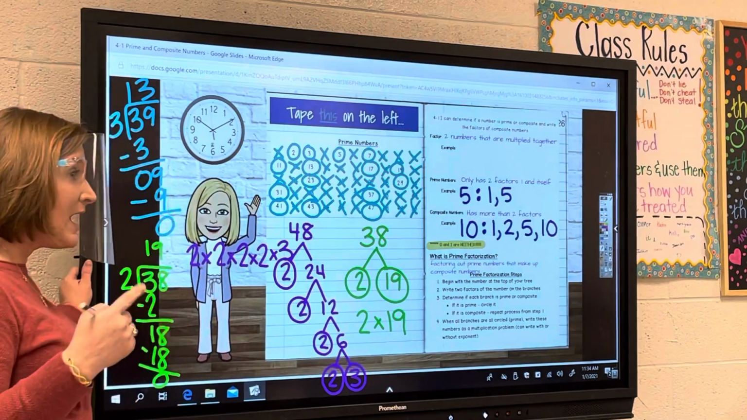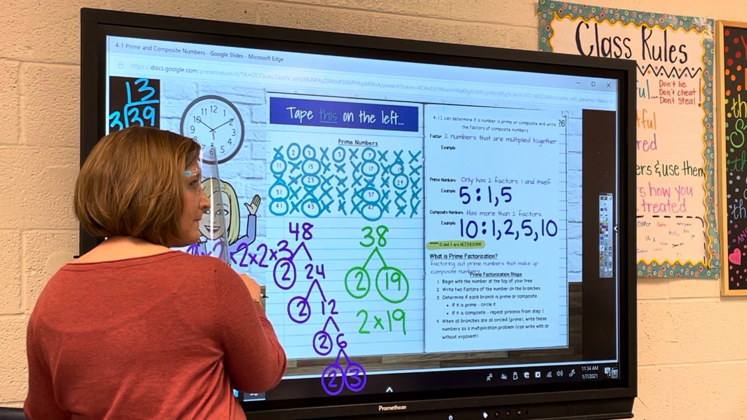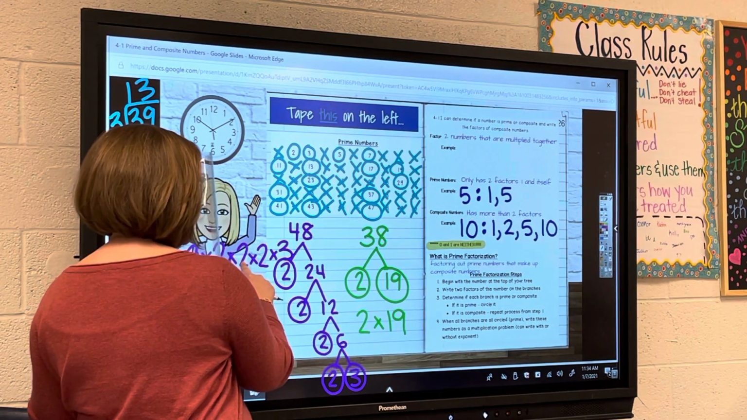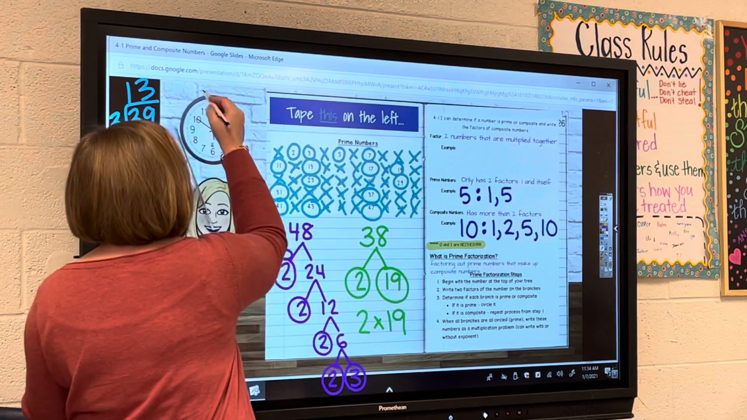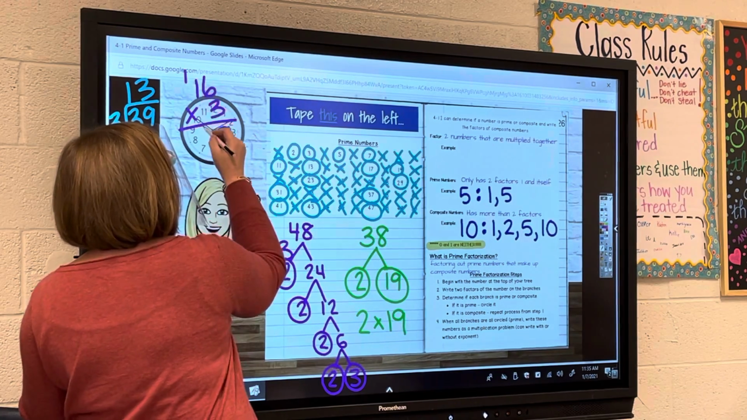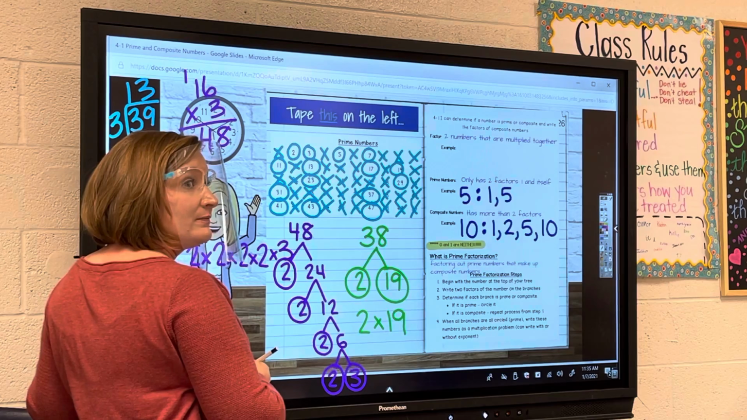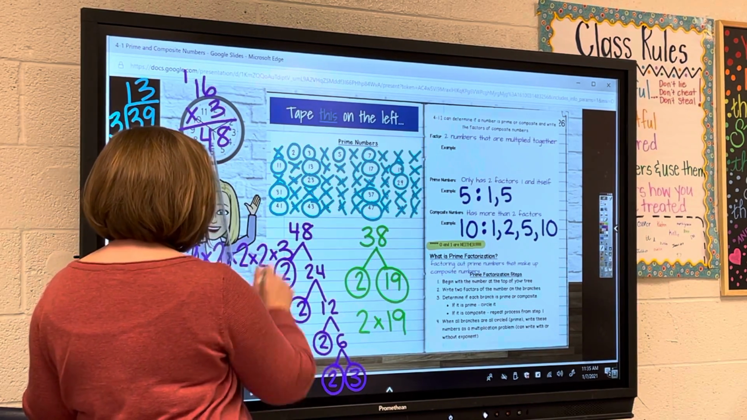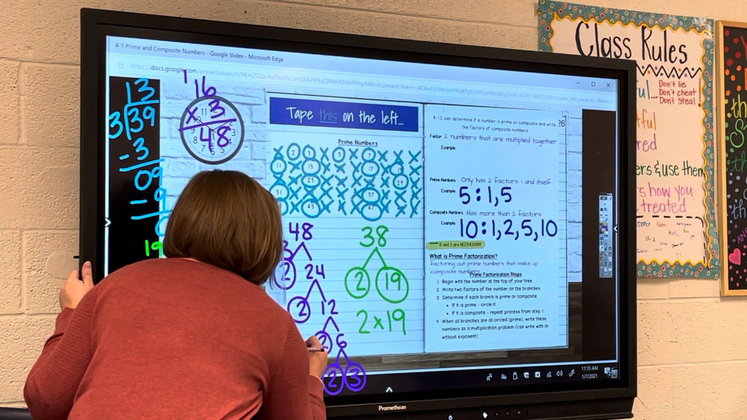So let's check behind ourselves. 2 times 2 is 4. 4 times 2 is 8. 8 times 2 is 16. 16 times 3 is 48. So is that right? Yes. Now I can write this as an exponent. How many 2's do I have? 4. I have 2 to the 4th power times 3.